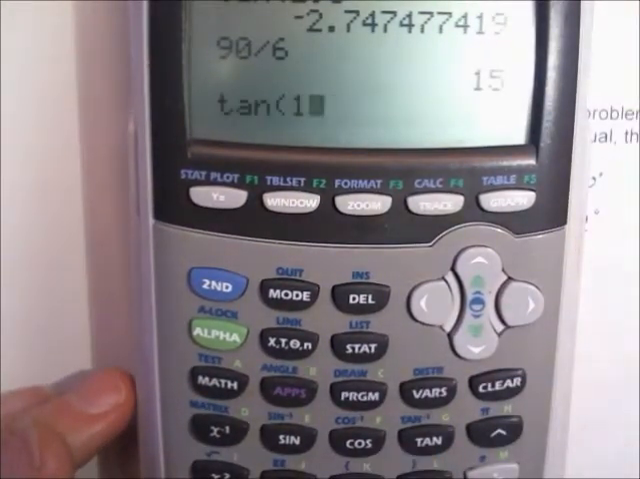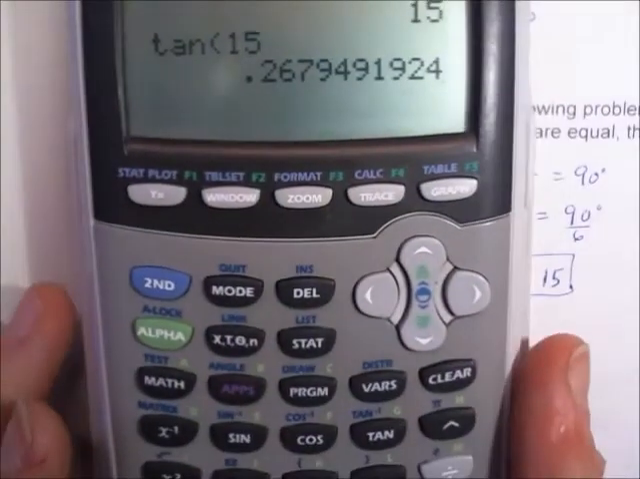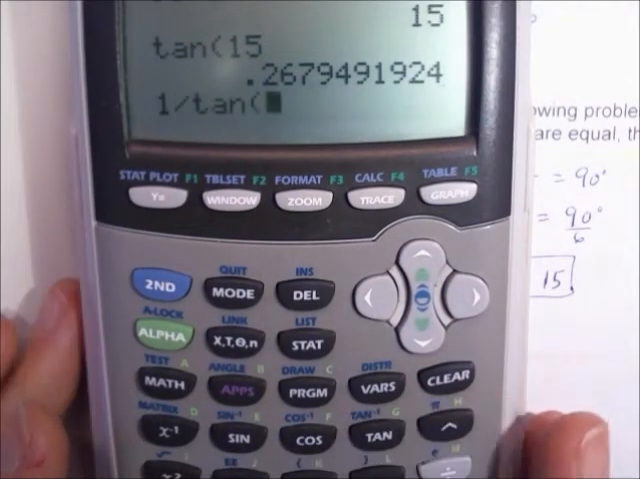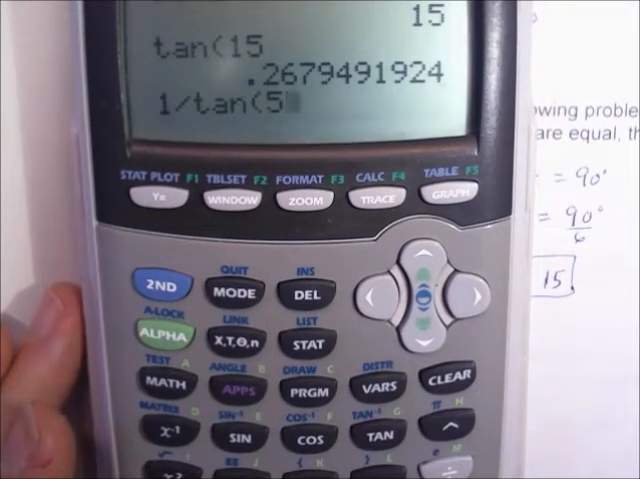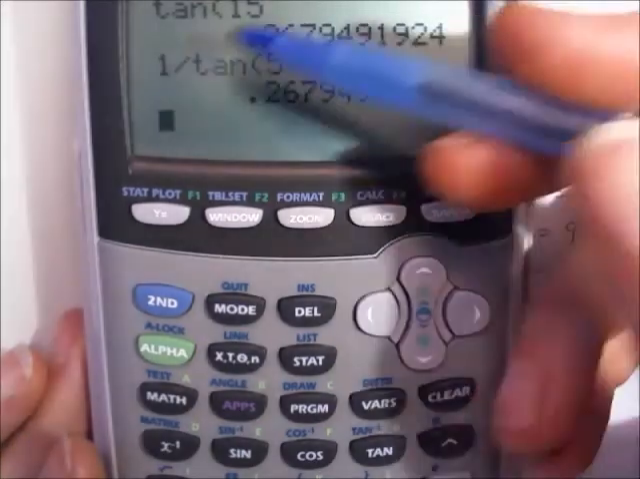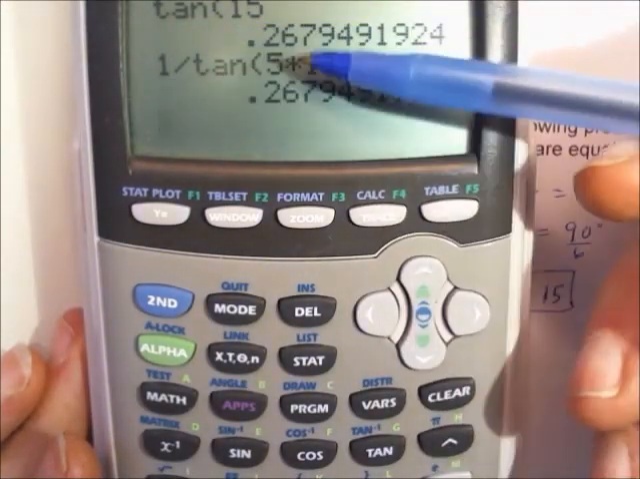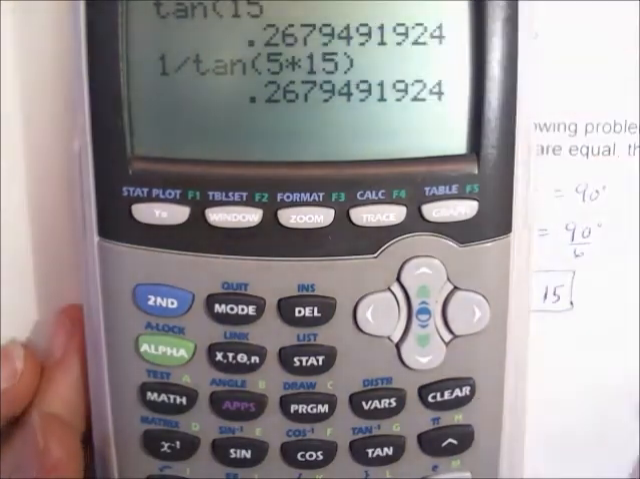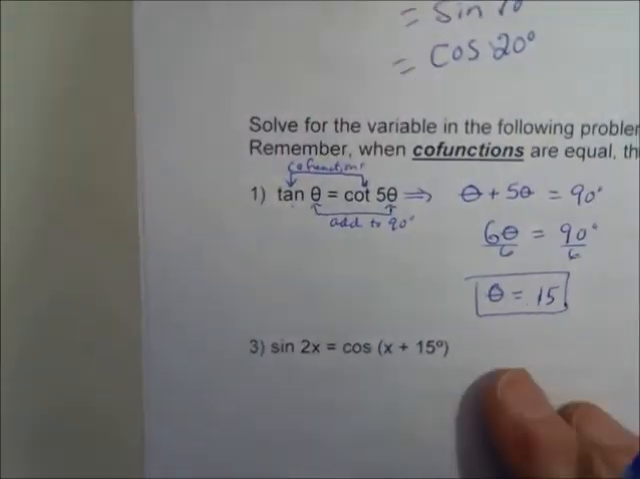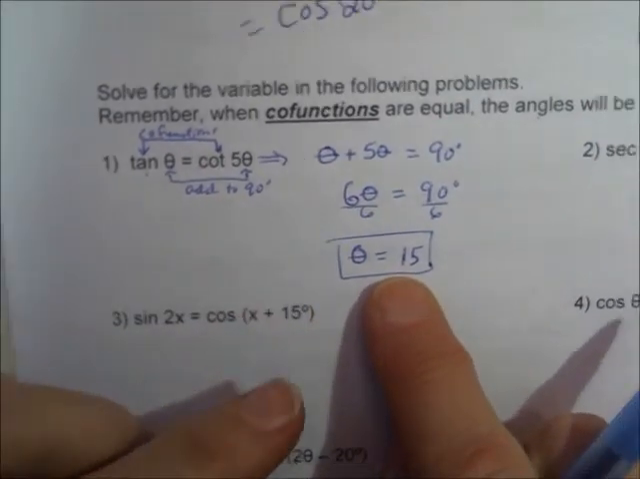Let's see if the tangent of 15, which is that, is equal to the cotangent, which is 1 over the tangent of 5 theta, which is 5 times 15. And they're exactly the same. So the tangent of 15 is equal to the cotangent of 5 theta, if theta is 15. These aren't identities. Remember, these are equations that are only true when theta is 15.